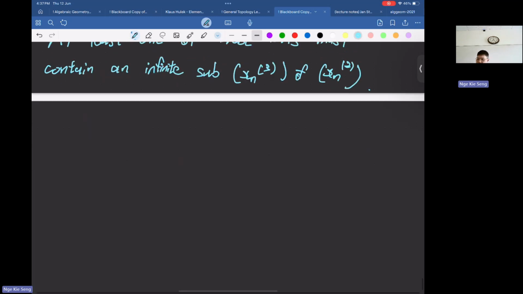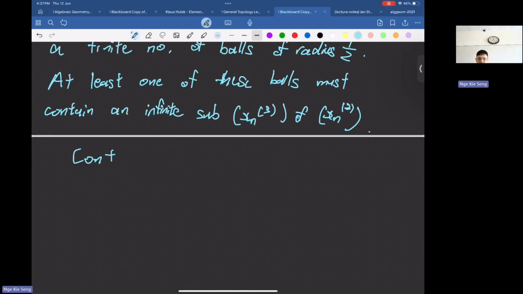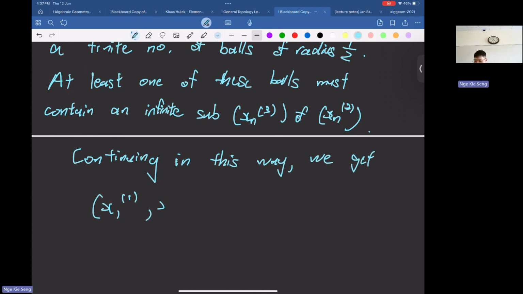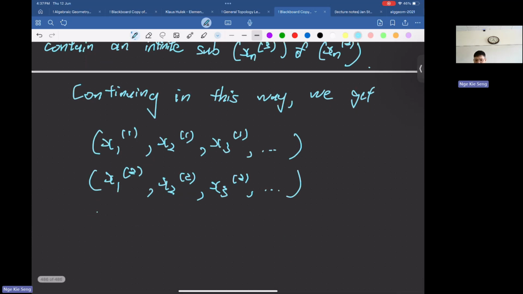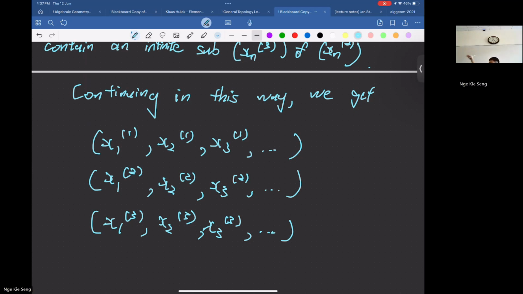So what's the picture here? If we continue in this way, what do we get? First, we got the original sequence S11, S21, S31. And then in the ball of radius 1, I pick S12, S22, S32. And then from Sn2, I pick S13, S23, S33. So you can see that each sequence here is a subsequence of the preceding sequence.